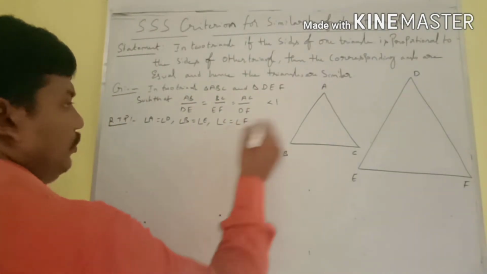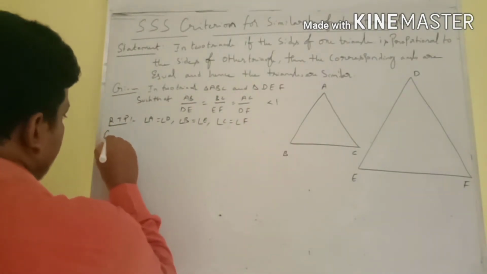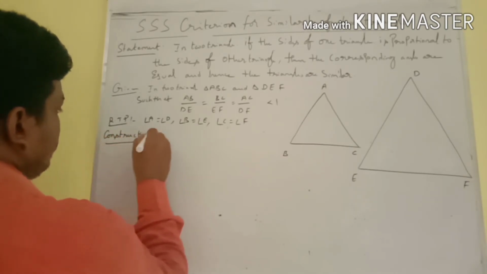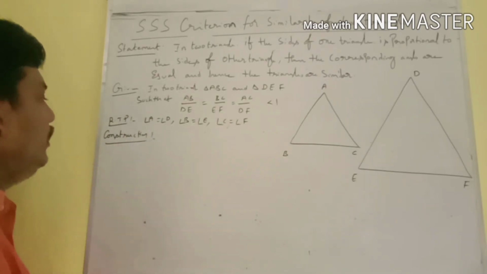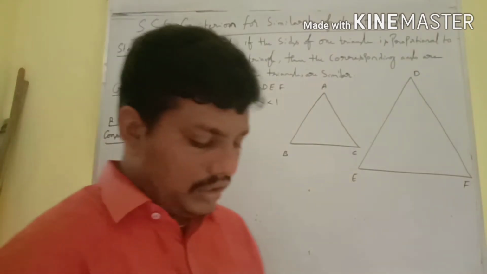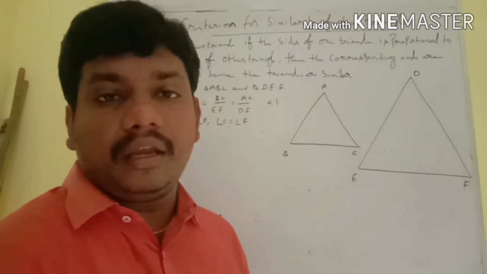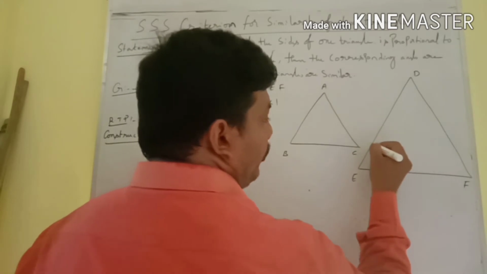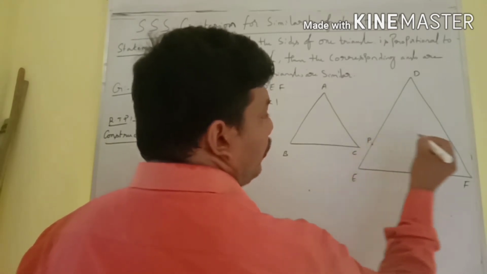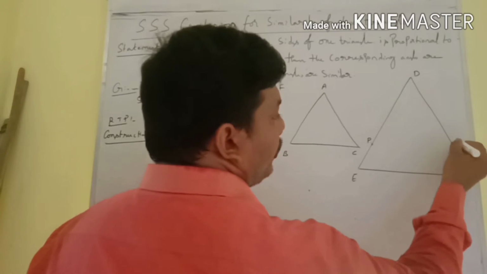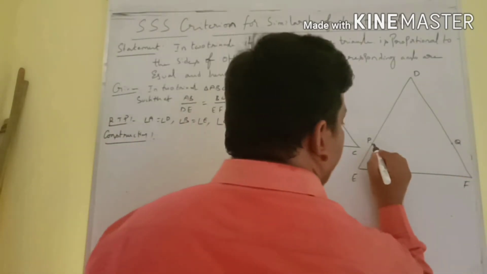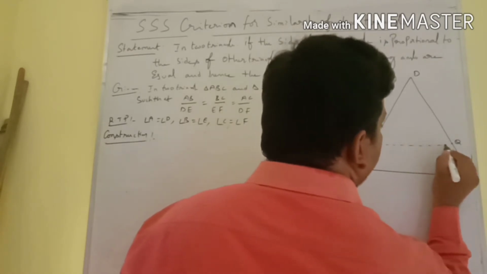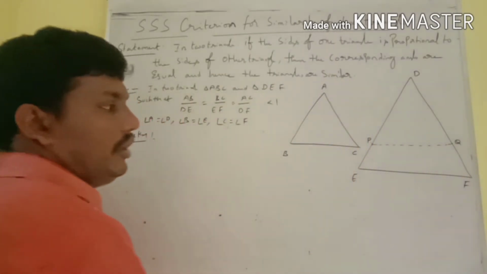Now, what is the construction required? The required construction here is also the same. Locate the points P and Q on the sides DE and DF. Locate a point P and locate a point Q and join the PQ line segment.